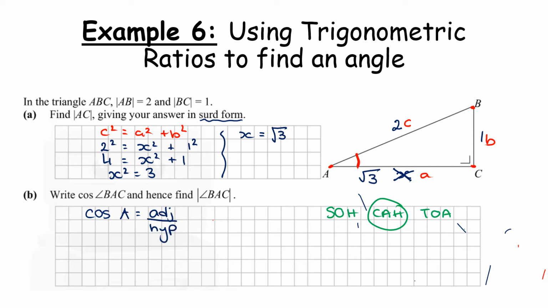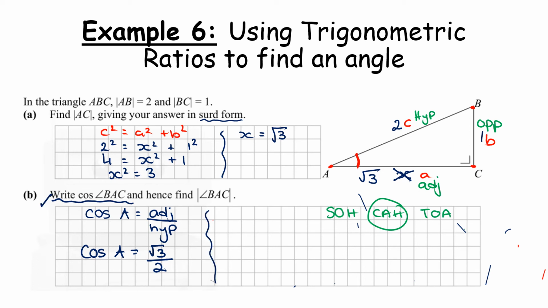So let's go back to our triangle and label it. This side here is my hypotenuse. This side here is my opposite the angle, and this is my adjacent. I had already labeled this triangle for Pythagoras, and just so it didn't get confusing, I've just changed my colors. So now I can say the cos of A is equal to adjacent, which is root 3, over the hypotenuse, which is 2. So that is the first part. Write cos of BAC. Done.